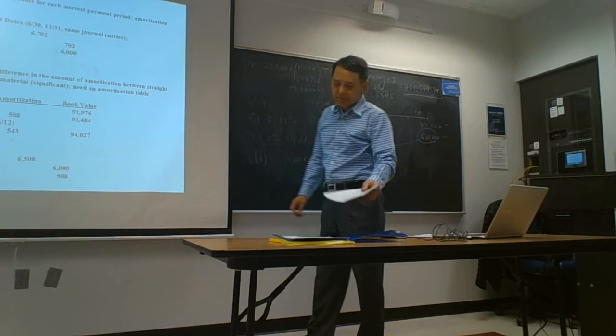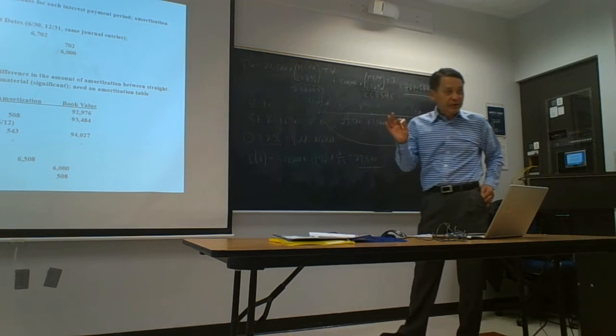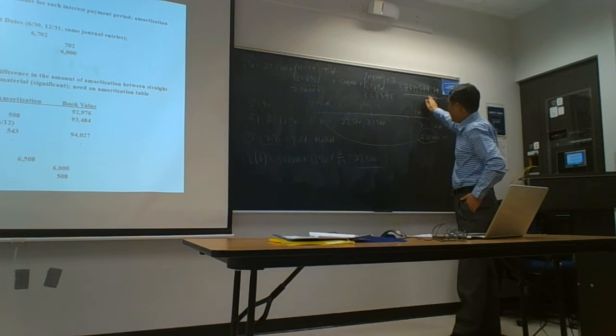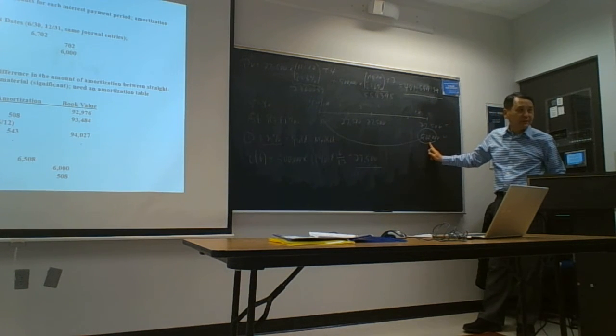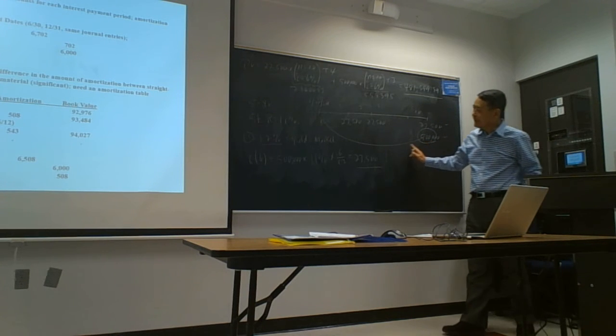$481,599. And this is a discount issue, right? Issue price is less than the 500,000 face value. Why? Why is it a discount issue?